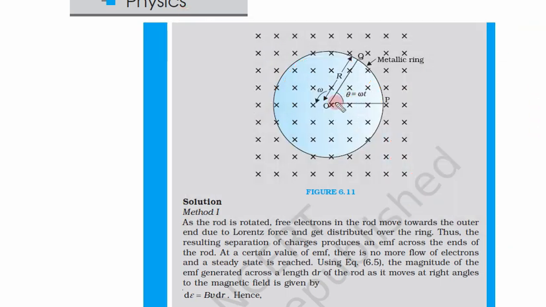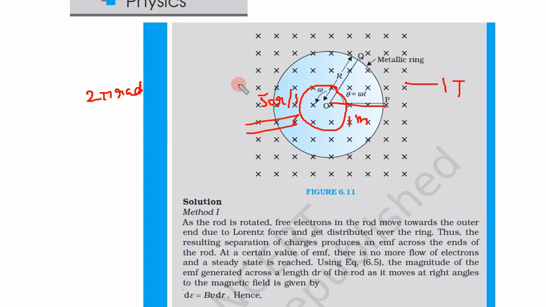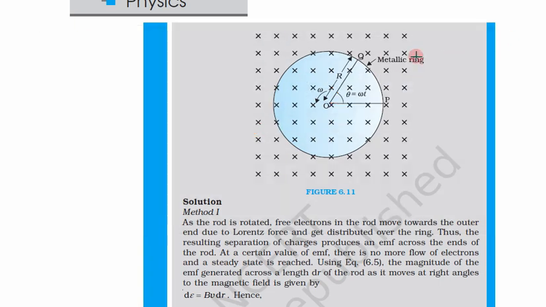1 meter, 1 Tesla, and frequency 50 revolutions per second. One revolution is 2 pi radian, so we get 100 pi radian. This is the angular velocity, 100 pi radian per second. This is omega, because there are 50 full revolutions, that means 100 pi radian. So we get the angular frequency.